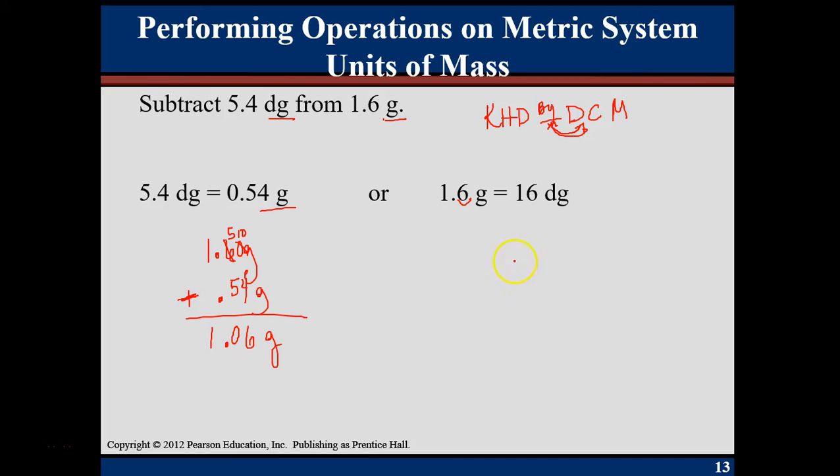If I'm going the other way, and I want it in decagrams, I would have 16, and then I would have 5.4. Remember, when you're adding and subtracting decimals, you need to string those decimals together. I'll need to borrow again. So I have the 6 here, and it'll be 10.6. And you can notice that if you wanted to change deca over to gram, you would go one spot to the right, and so you would land with the 1.06.